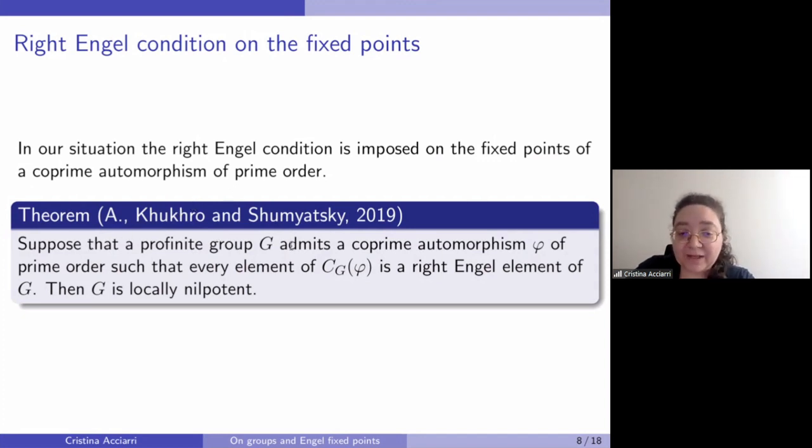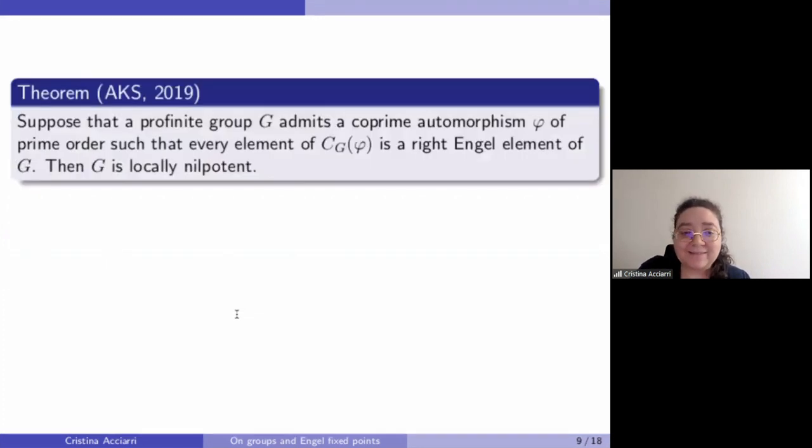We have a profinite group G, and we suppose that G admits a coprime automorphism phi of prime order such that in the fixed point subgroup C_G(phi), any element is a right Engel element in G. Then what we get is that G is locally nilpotent. If you think of the fixed point situation, you see that here we have a similar phenomenon, because what we get is local nilpotency.